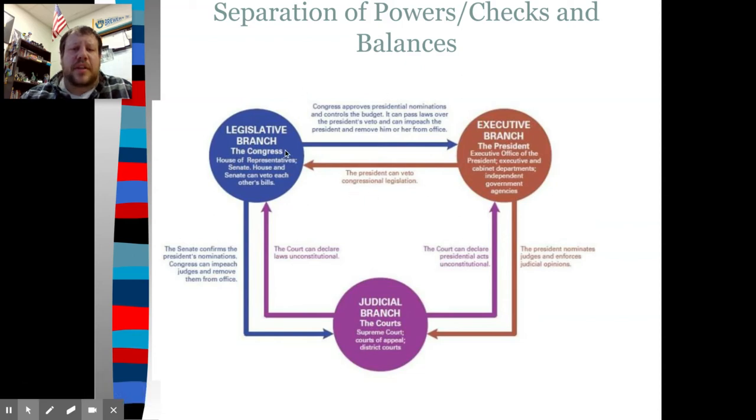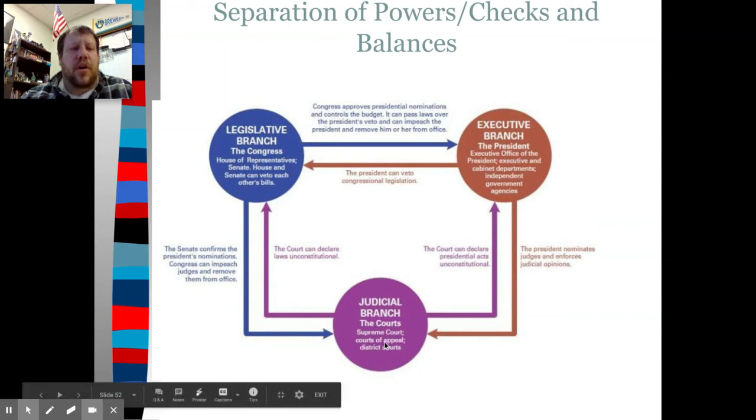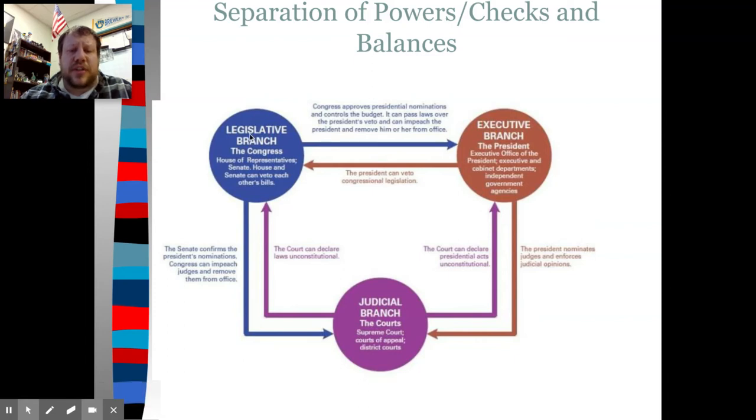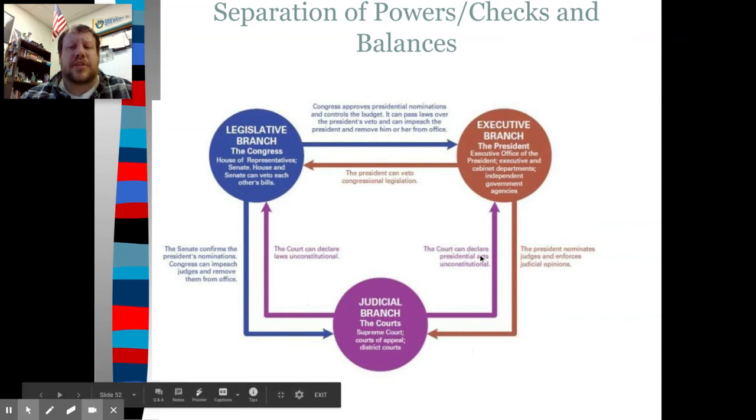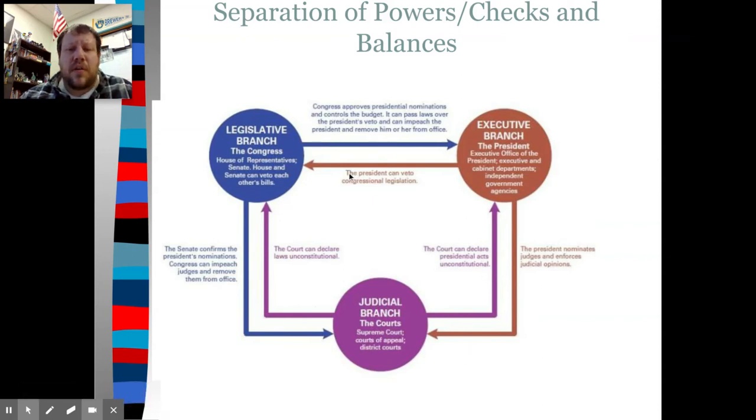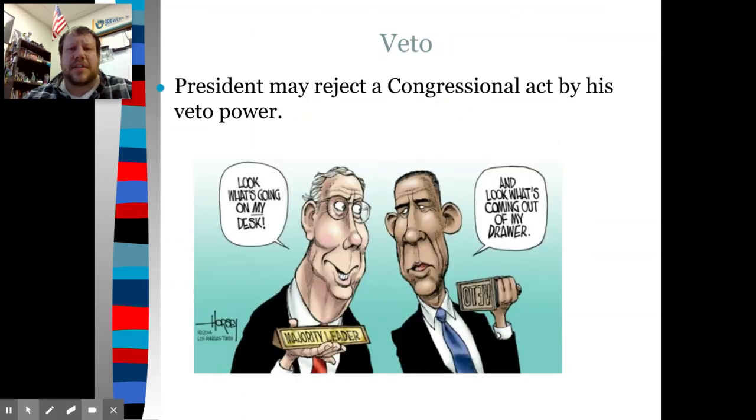But obviously we see the legislative branch has things like approving appointments. The executive branch can check the courts by putting all the judges and the justices on the bench. The legislative branch checks the judicial by confirming all those nominations. They have to go through and make sure that all those nominations are good. They can also impeach judges and kick them out of office. The judicial branch can declare our laws and our presidential acts unconstitutional. We have the veto of legislation, and of course, the legislature can also overrule that veto from the president.